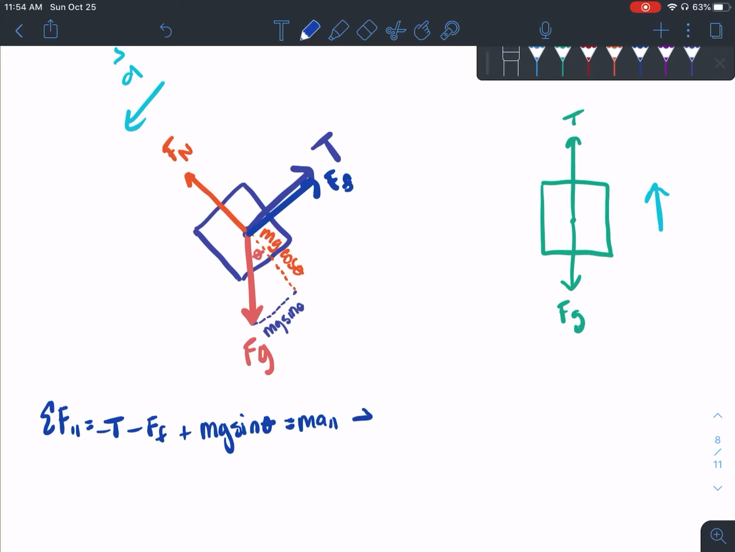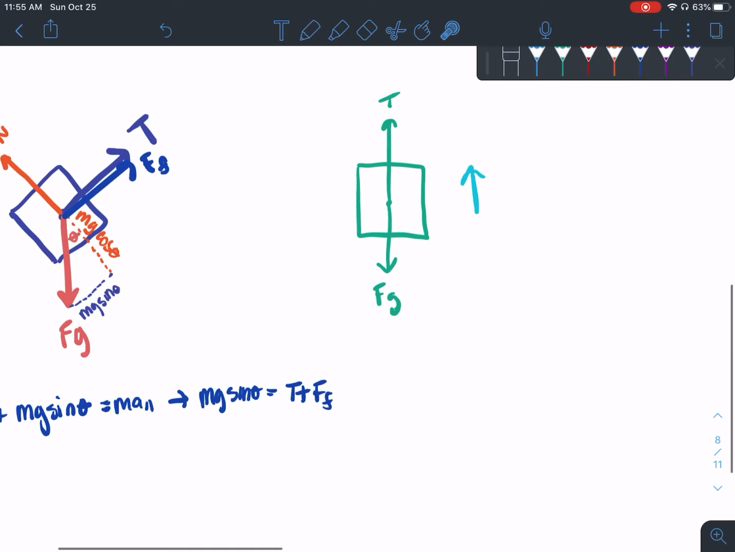Either way you do it, we get to the statement that mg sine theta is equal to tension plus force of friction. So because our acceleration is actually 0, it doesn't really matter which one you make positive and which one you make negative. It's just extremely imperative that tension and force of friction have the same sign. Mg sine theta has the opposing sign. That gets you to the statement here.